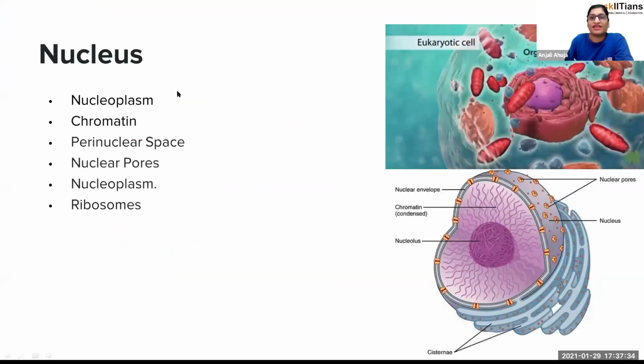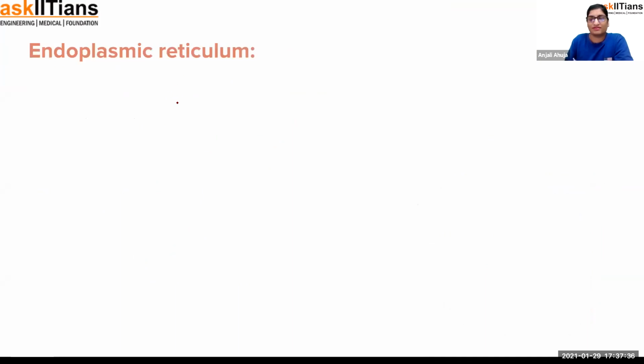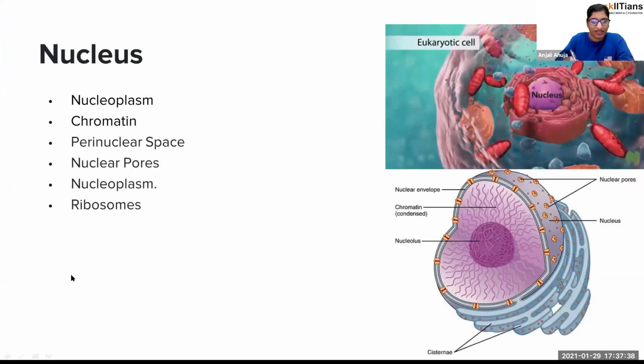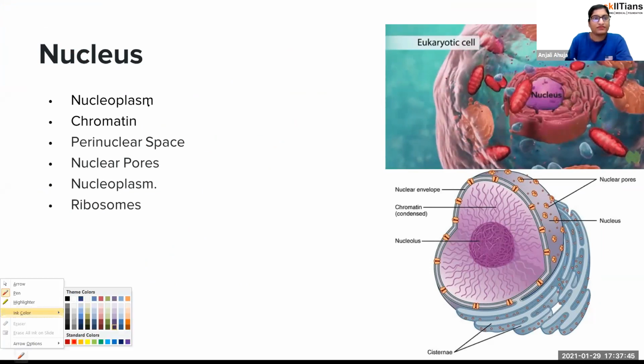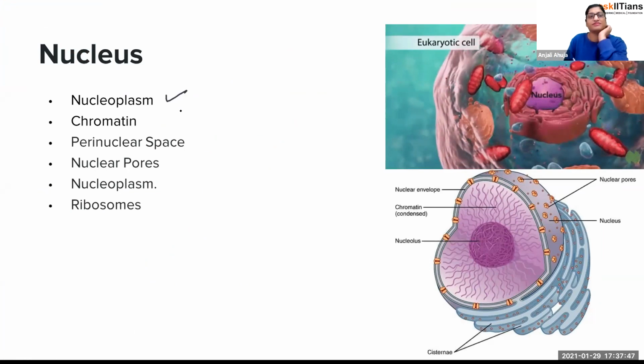Yeah, so the cytoplasm matrix thing is known as nucleoplasm. Let me change the pen color. So nucleoplasm is the cytoplasm-like thing, and chromatin I have explained, the perinuclear space between the two membranes, and nuclear pores, nucleoplasm. Nucleoplasm is written two times. Edit, ribosome. Okay, so there you see the diagram, guys. This is the 3D diagram. A 3D diagram is easier to understand, but for drawing, I suppose you should go for the 2D one.